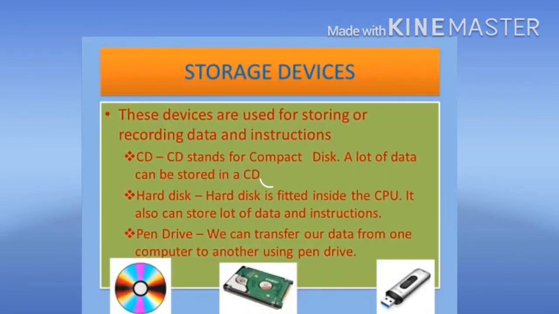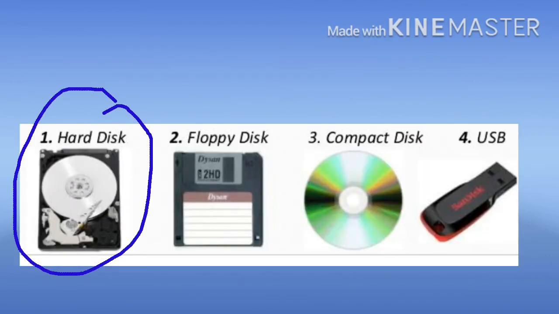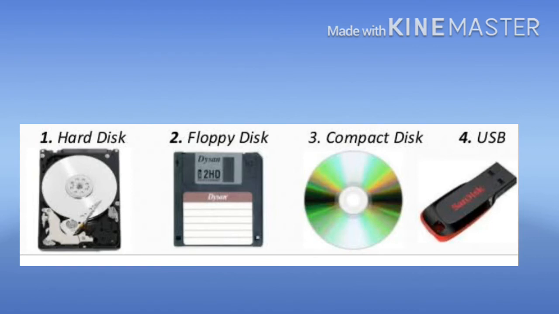Now, the third category of the computer hardware is storage devices. These devices are used for storing the data files in the computer system. The first type of storage device we are going to learn is hard disk. It is the main storage device and it is located in the CPU box. It saves whatever we do on the computer.